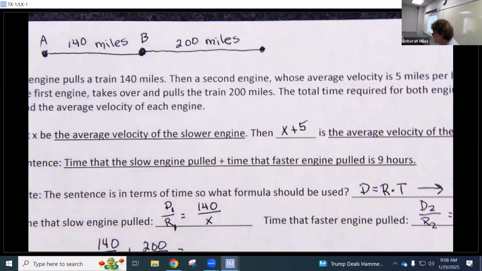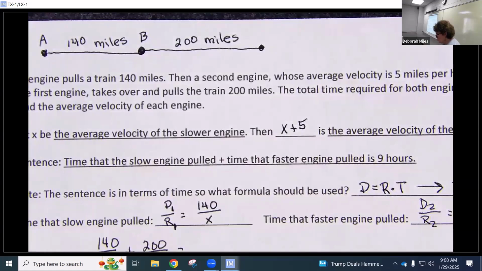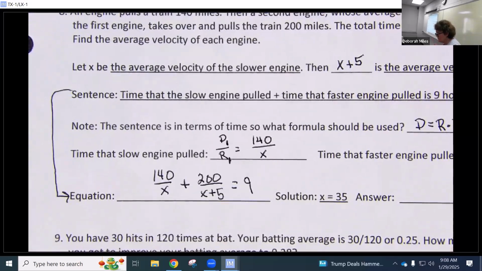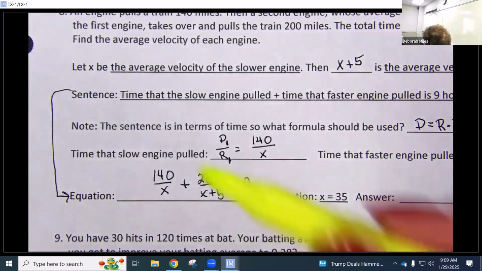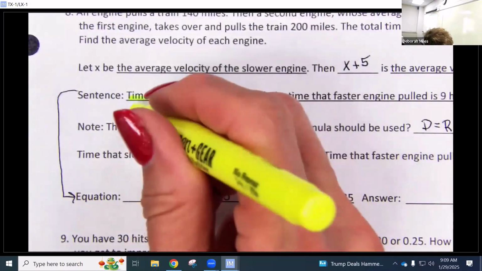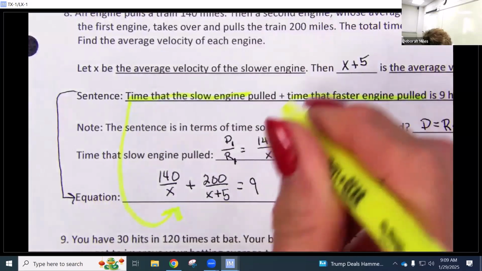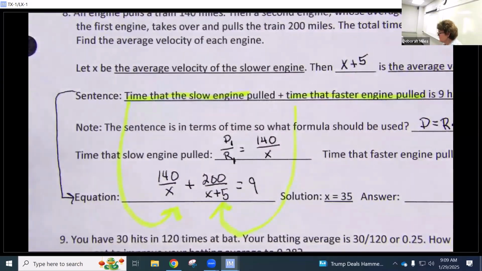340 over 9, that's distance divided by time, and you just want time. You don't want distance divided by time. So what's the time the fast engine pulled? I mean, the total time pulled. The time the slow engine pulled is this, the time the fast engine pulled is this, and 9 is the total time.